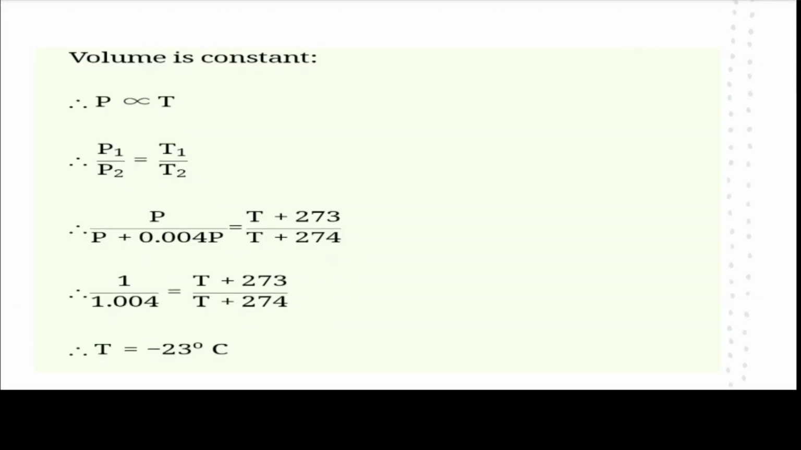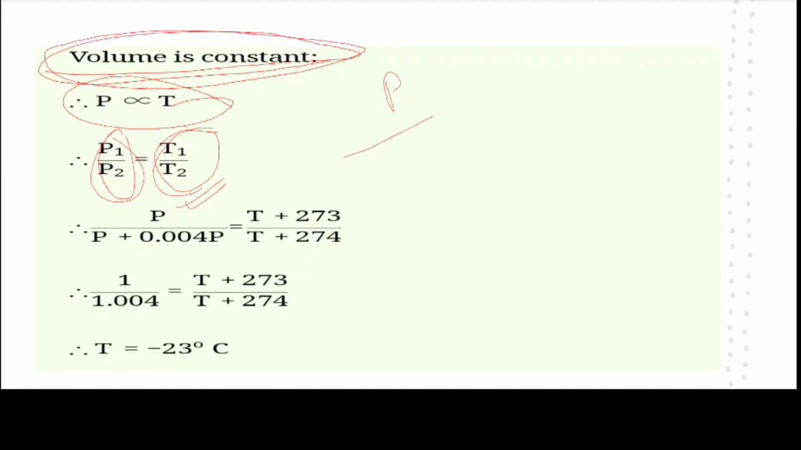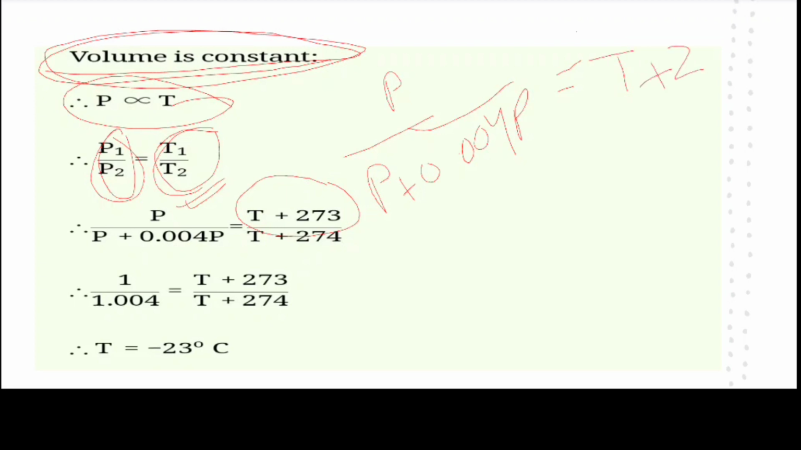See, we know that when volume is constant, pressure is directly proportional to temperature. So we can write P1 by P2 is equal to T1 by T2. So what is the initial pressure? P. We should find it. Then what is the final pressure? It is increased by 0.4%. So P plus 0.004 of the initial pressure, that is equal to, what is the T1? T1 plus 273 degrees.